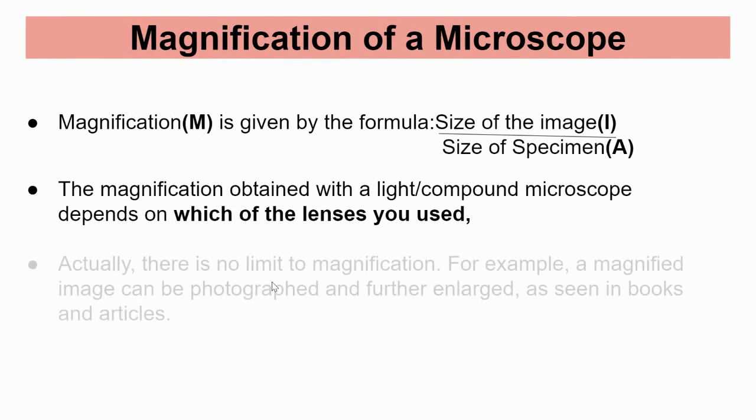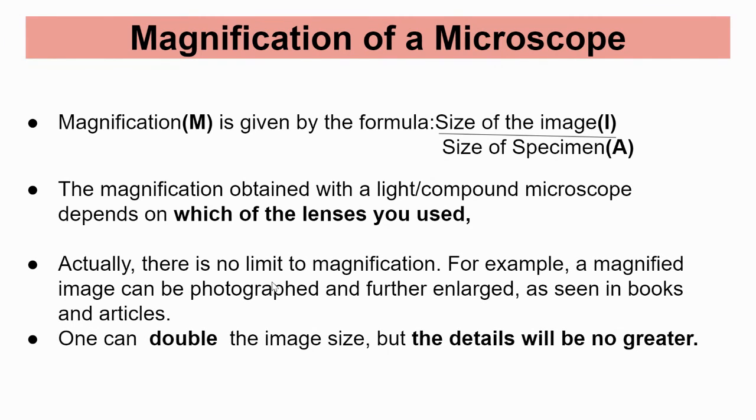So here are some points to recall about magnification. What's the formula? M is equal to I by A, we all know. I means the size of the image and A means the size of the specimen, that is the actual size.